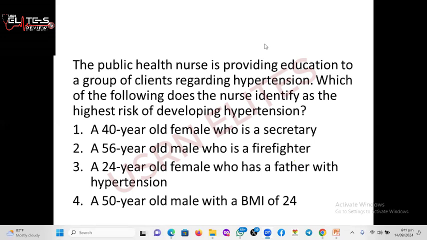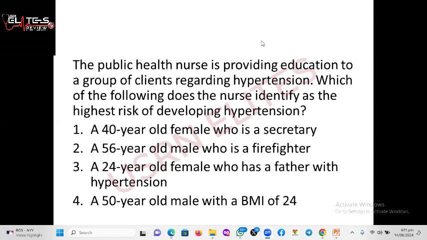So I could see others going for 3, others going for 1. Someone is going for 1 as well, 3. That is why I wanted to bring this question. I'll go for 2. Okay. So I'll start my rationales from option 4.